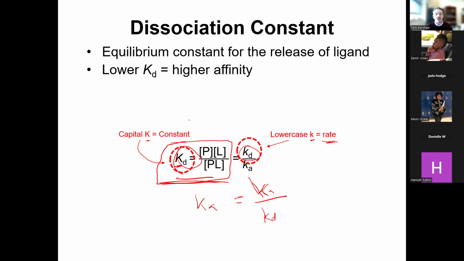That the association and dissociation constants are effectively ratios of products and reactants, ratios of protein, ligand, and protein-ligand complex. They're ratios of each other that are reflecting where the equilibrium sits, which is going to tell you how much that protein likes its ligand. If it likes its ligand a lot, it's going to have a high Ka and a low Kd.